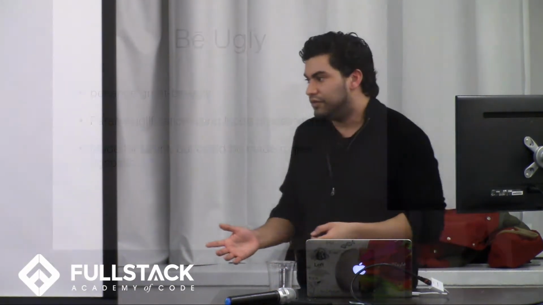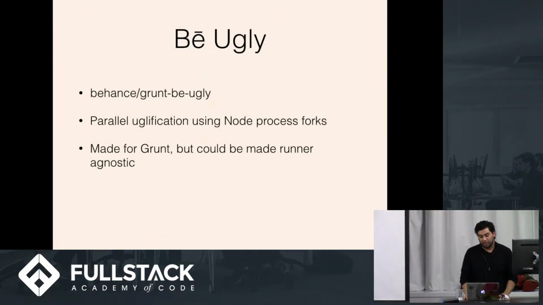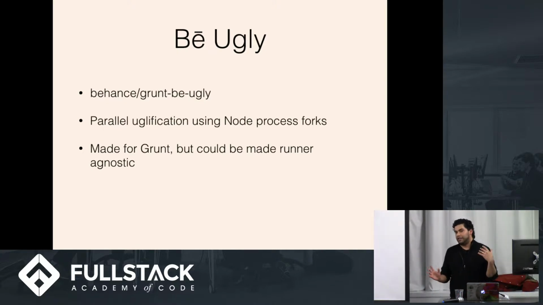So we use Node for this and built our own tooling called BeUgly. It's currently made for Grunt. No one has requested that it goes to Gulp, and we haven't had a need for it on Portfolio yet, which is using Gulp. Because Portfolio is rather new, it's not as massive, and it hasn't been around as long as the Behance.net application. But it could be extracted and made runner agnostic.